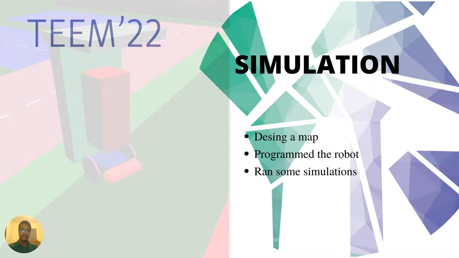In our case, we start by designing a map that the robot is going to go around. After that, we design the robot itself. We design the robot using the language that is provided by the program. Later, we start the programming of the robot.